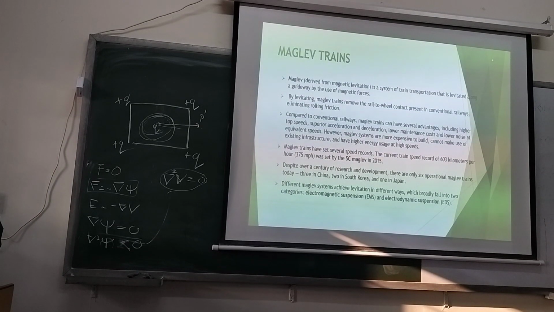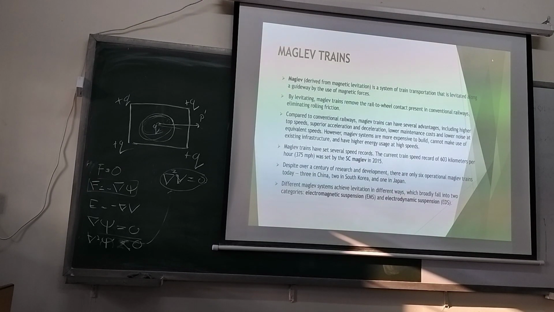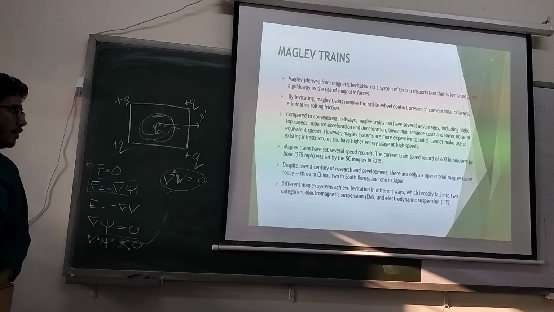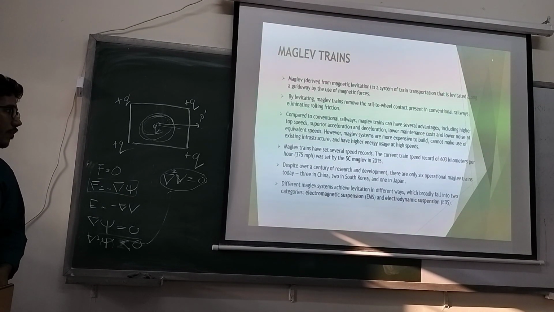However, maglev systems are expensive to build, cannot make use of existing infrastructure, and have high energy usage at high speed. The maglev trains have set several speed records. The current speed record is 603 km per hour, which was set by SCMaglev in 2015. Despite over a century of research and development, there are only 6 operational maglev trains today, 3 in China, 2 in South Korea, and 1 in Japan.